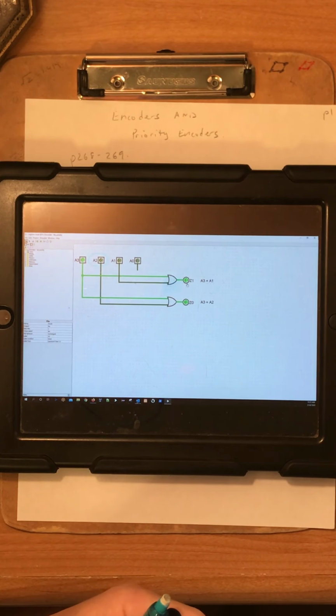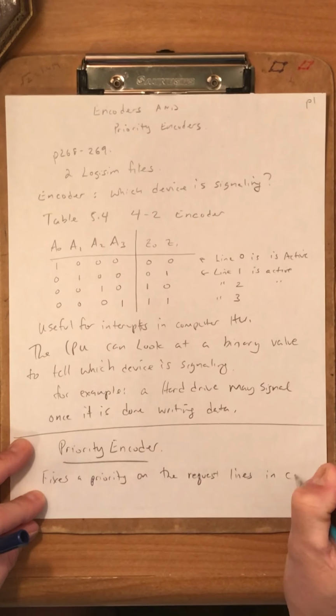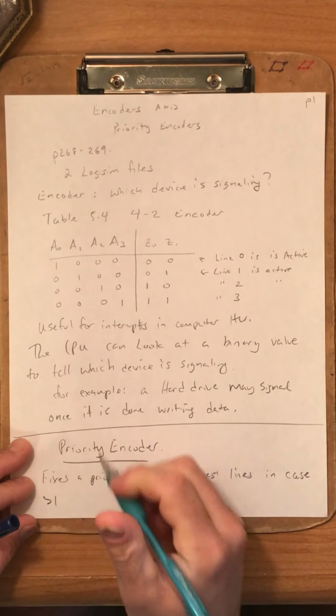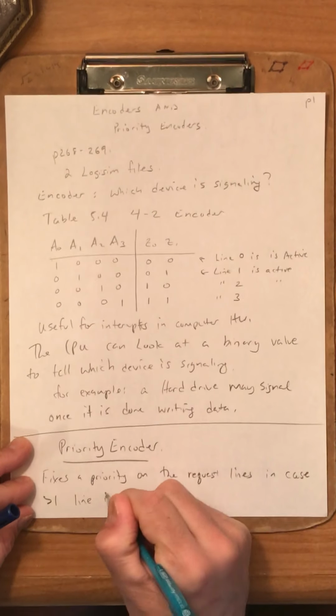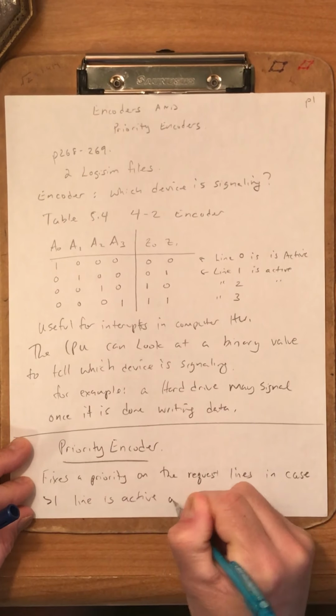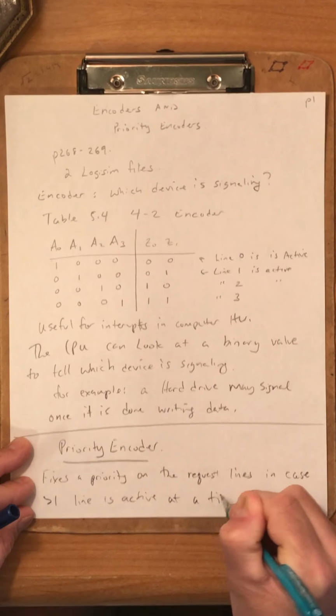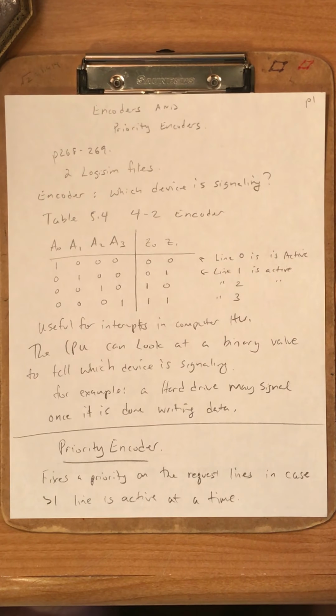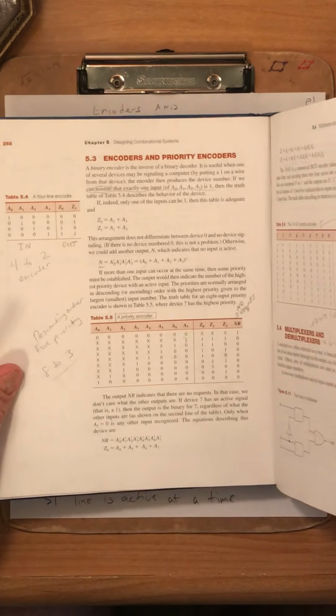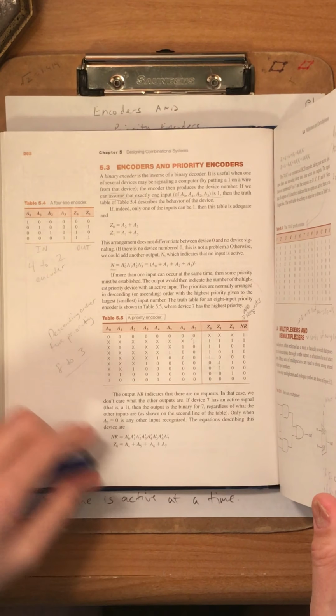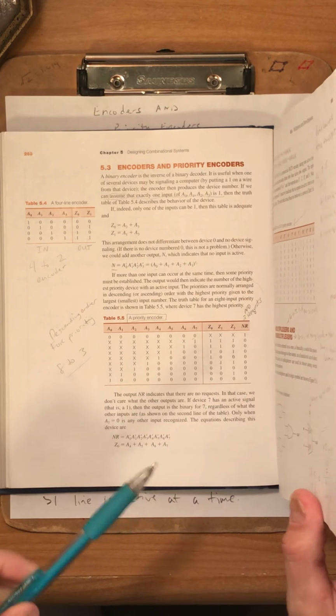Priority encoder. This fixes a priority on the request lines in case more than one line is active at a time. And so here's table 5.5. I'm not going to redraw this whole thing.